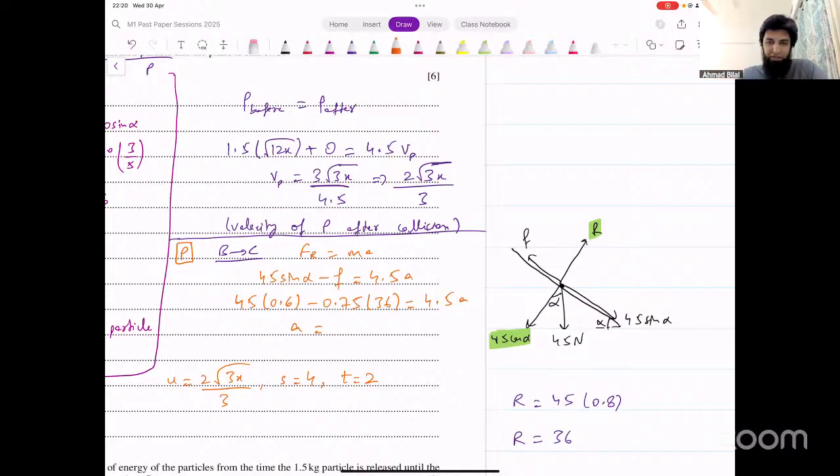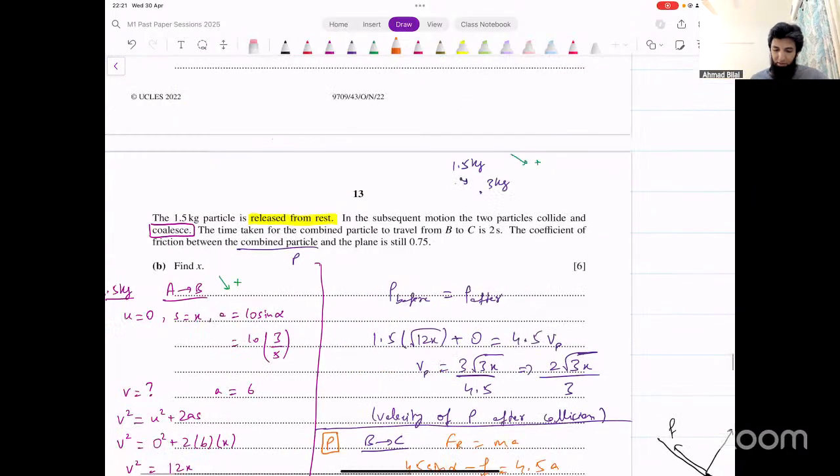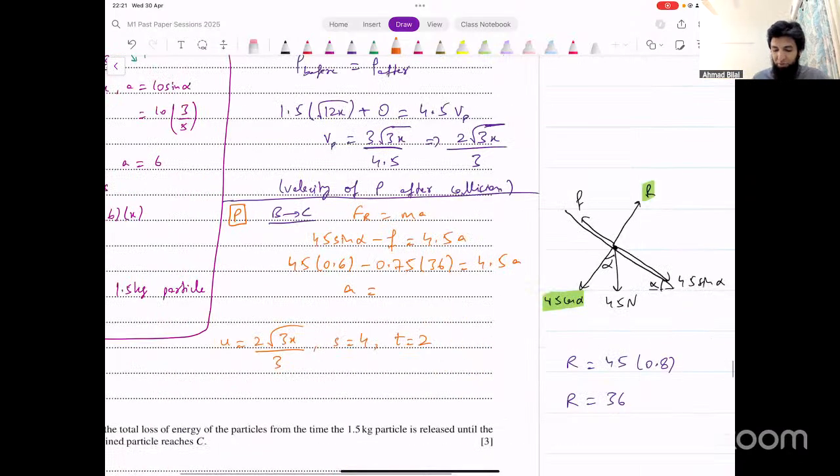You can see what that value turns out to be. What's the value of A that we get? 0. Seriously, after all this, we got 0. Okay, so acceleration is 0. What that means is it's moving at constant speed.